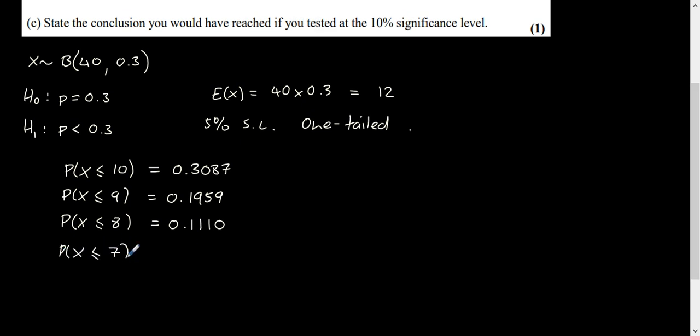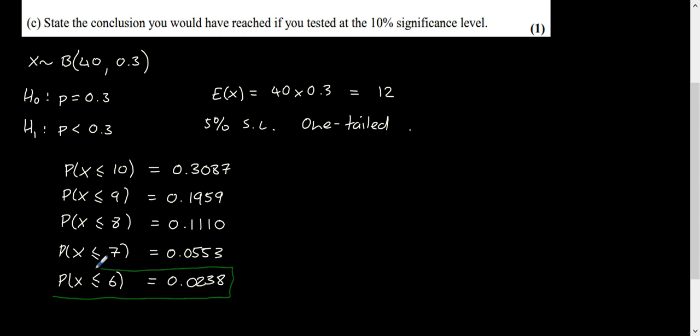And the message here is you just keep going until you get a result that makes sense. So we've got 7, 0.0553, definitely closer, but still above 5%, 5.53%. We need it to be 5% or lower. So I've got a feeling here that we're going to get to 6 and we're going to get our answer 0.0238. Again, all to 4 decimal places. So this one here, less than or equal to 6, that is our critical region.